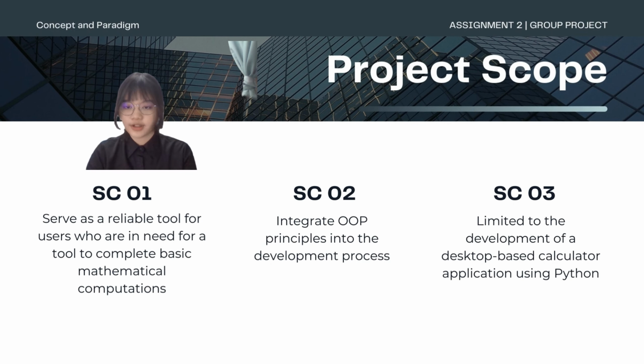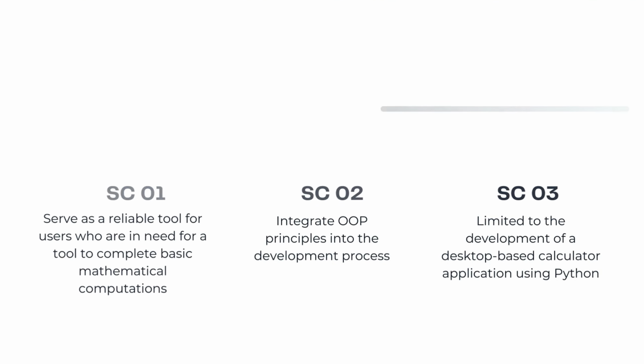The Python calculator also has 3 project scopes, including: 1. To serve as a reliable tool for users who are in need of a tool to complete basic mathematical computations. 2. To integrate OOP principles into the development process. And finally 3. Limited to development of a desktop-based calculator application using Python.